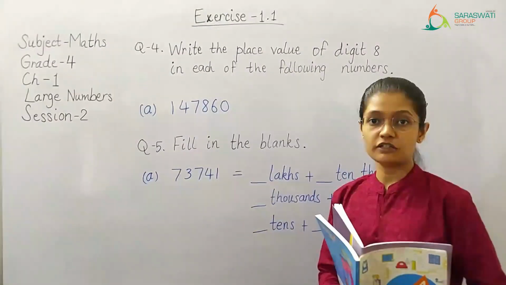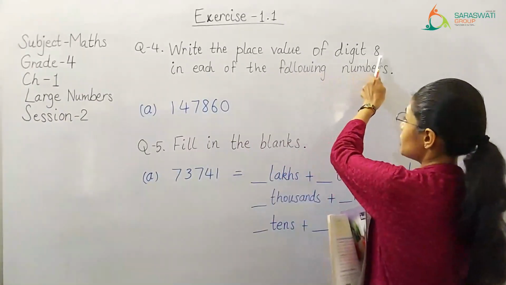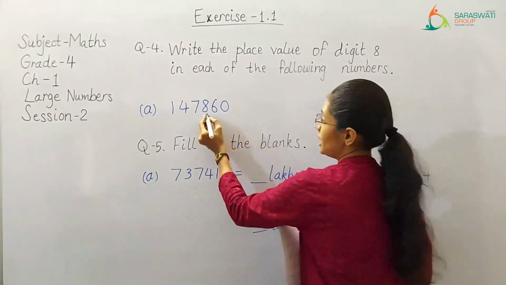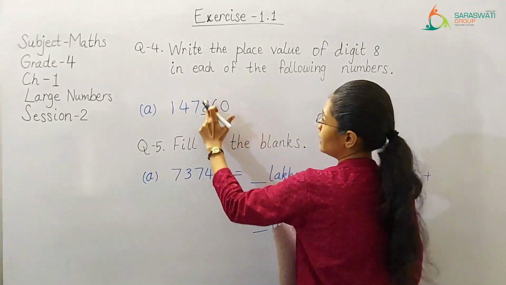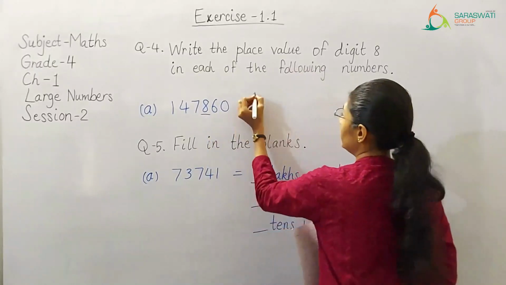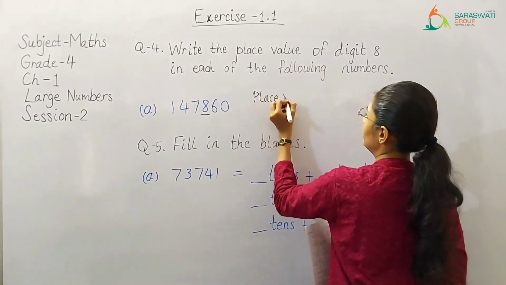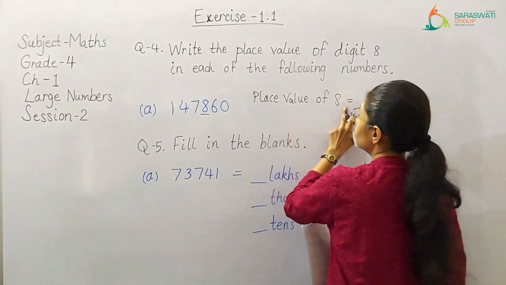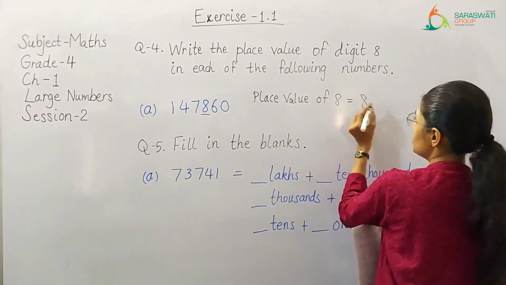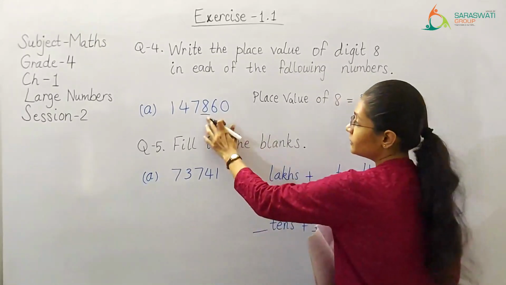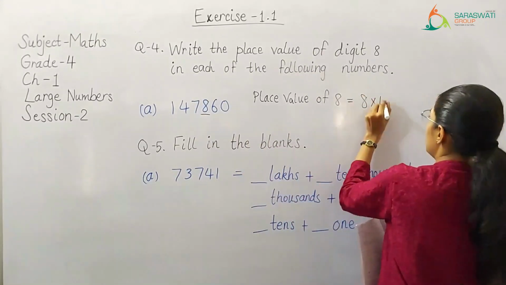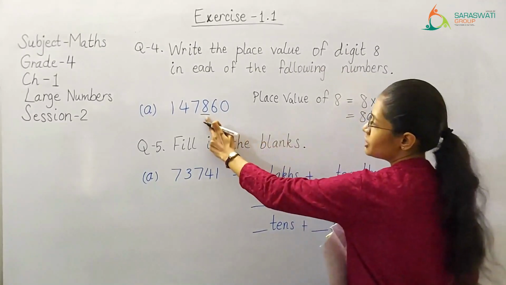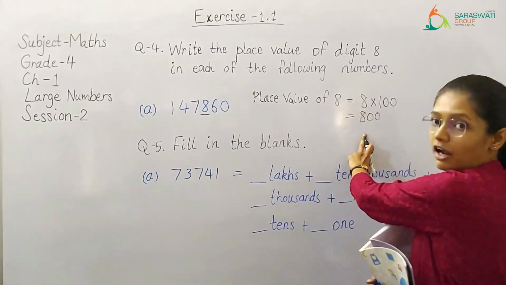Now in the fourth question, we have to write the place value of digit 8 in each of the given numbers. So the first one, digit 8 is at hundreds place. So place value of digit 8 is equal to 8, the digit multiplied by the value of its position, which is 100. So 8 multiplied by 100, which is equals to 800. So place value of digit 8 in this number is 800.